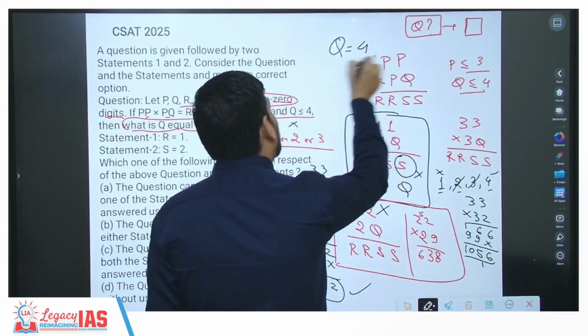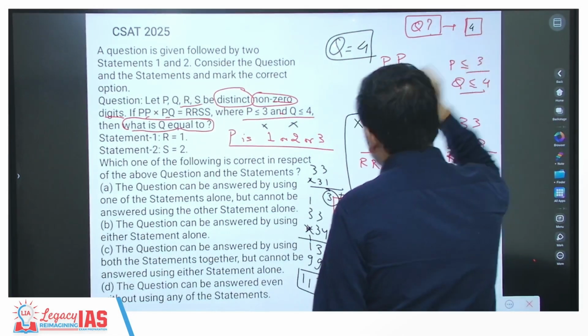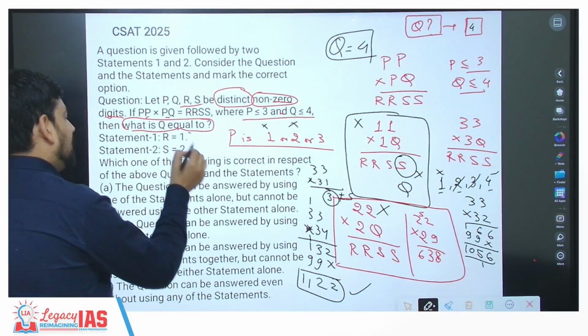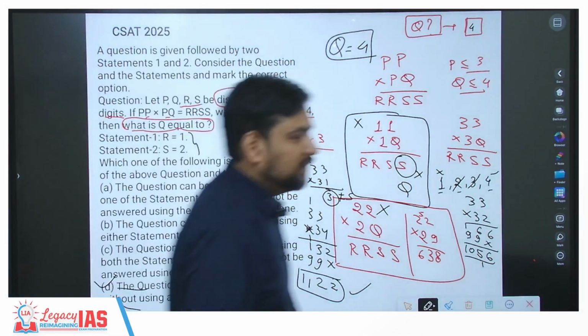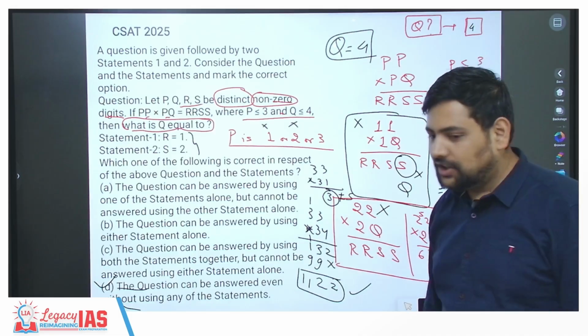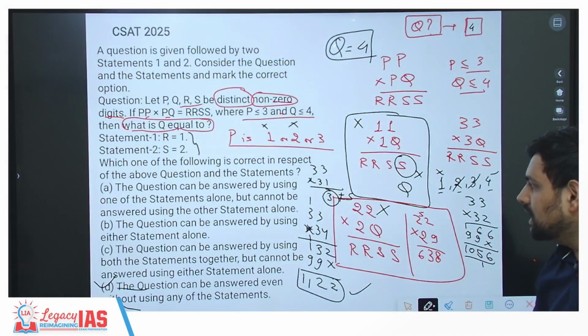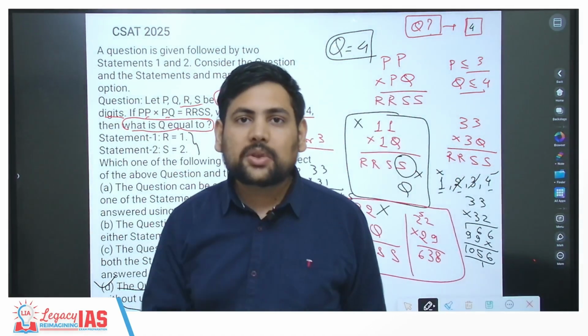What should I fill here? I can fill here 4 without using any of the statements. So nothing is required. This can be answered even without using any of the statements. Now this is the first time you are seeing this, that's why you have to think like this. But see how you think about this quickly.